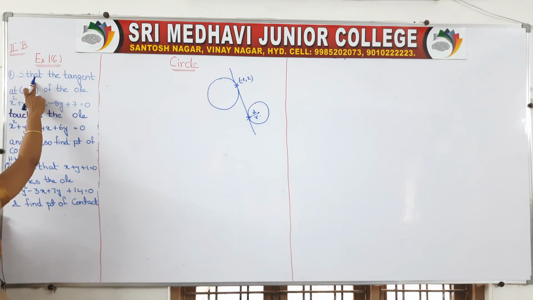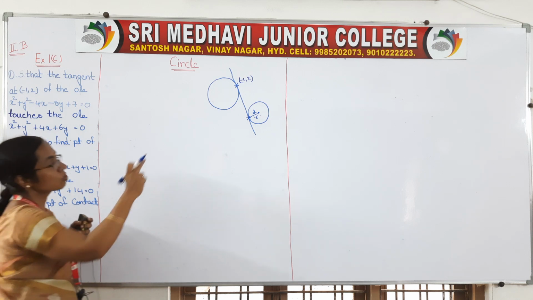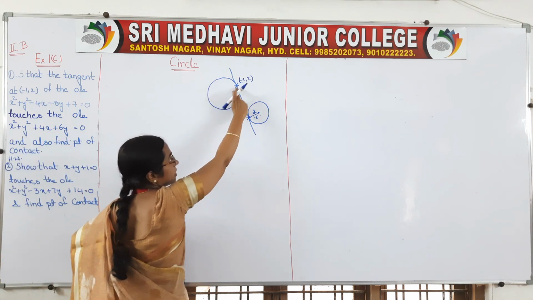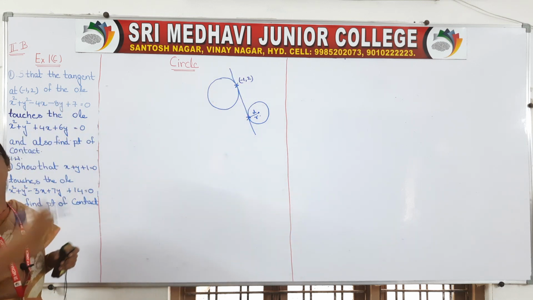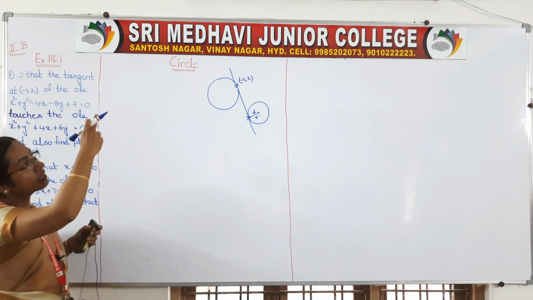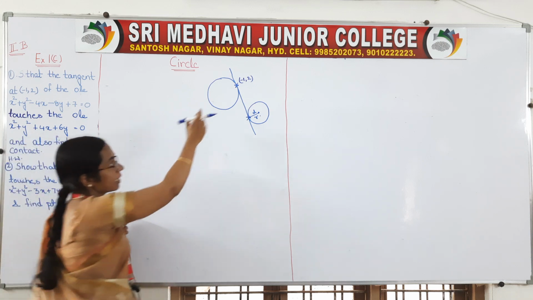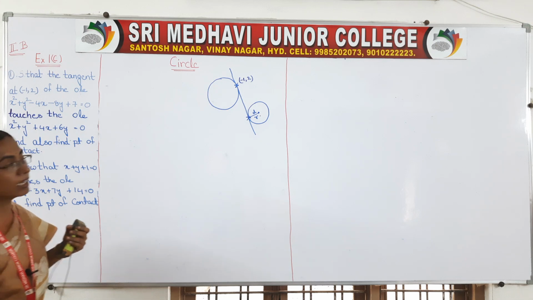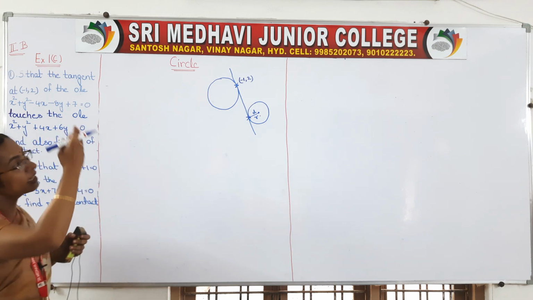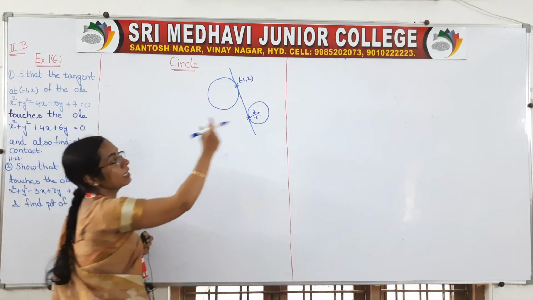Here in this problem we have to show that the tangent at this point to this circle. There are two circles, right? So this is the first circle. Tangent at (-1, 2). What is the meaning of tangent? A line that touches the circle at one point. That is the line which touches the circle at (-1, 2). We have to show that the tangent of this circle touches the second circle. So first we have to find one tangent to the first circle, then we have to show that it touches the second circle.